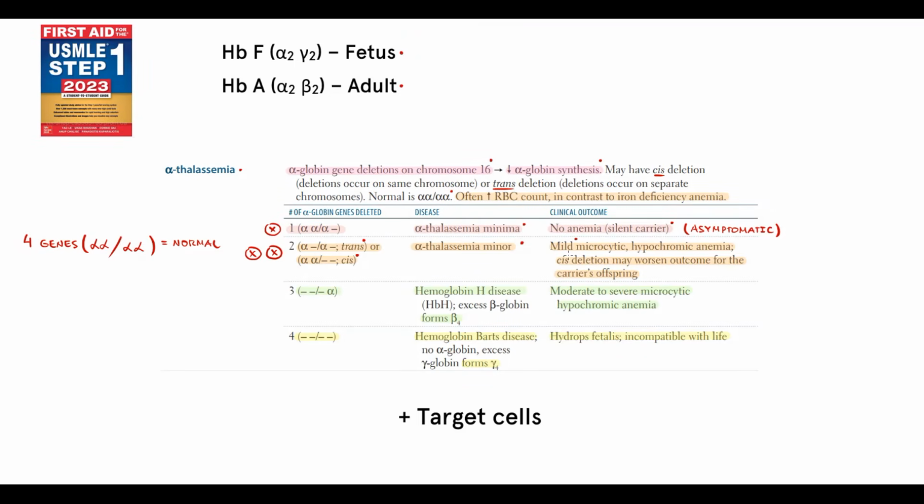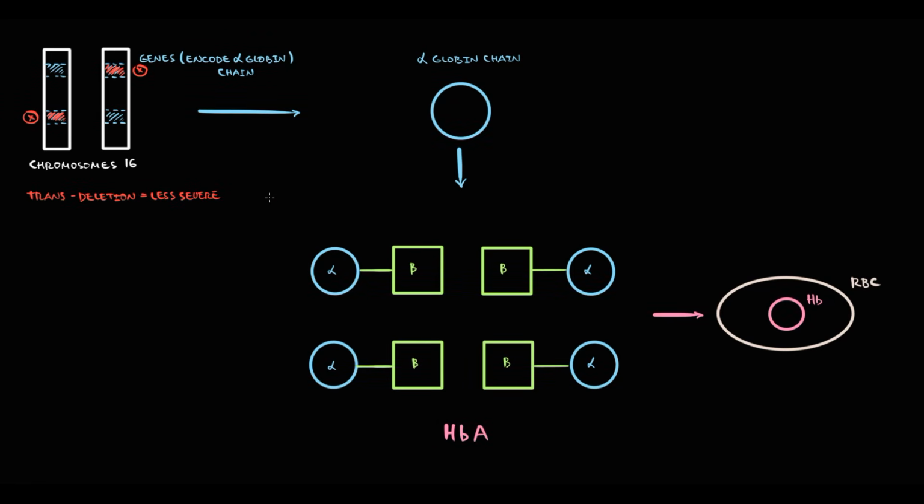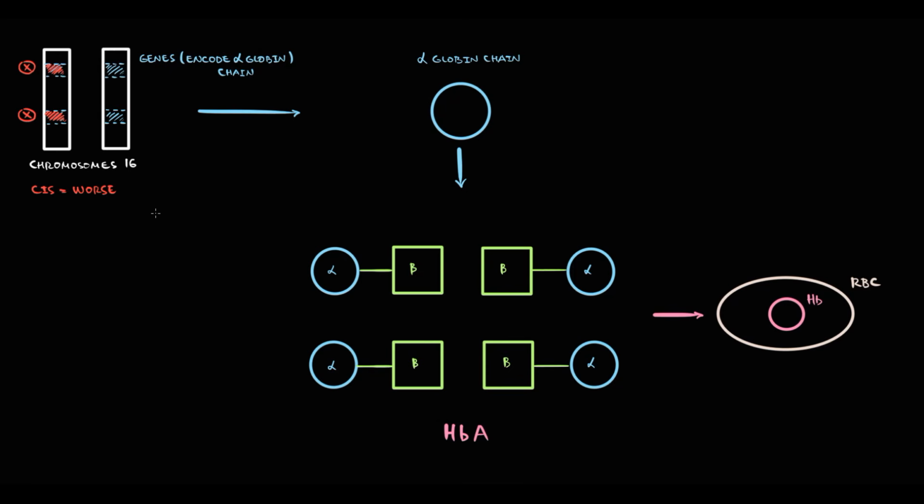Also, we have to know that this form is worse because it can affect a child or a patient with thalassemia. So, if deletion of 2 genes occurs on both chromosomes, we call this trans deletion, which is better for a future child. And if gene deletion occurs on a single chromosome, we call this cis deletion, which has worse prognosis for a future child or a patient.